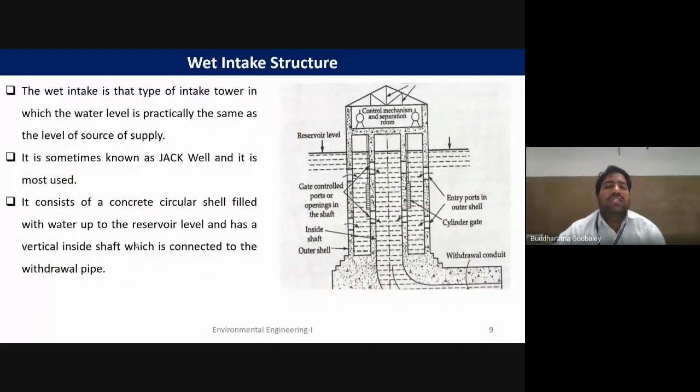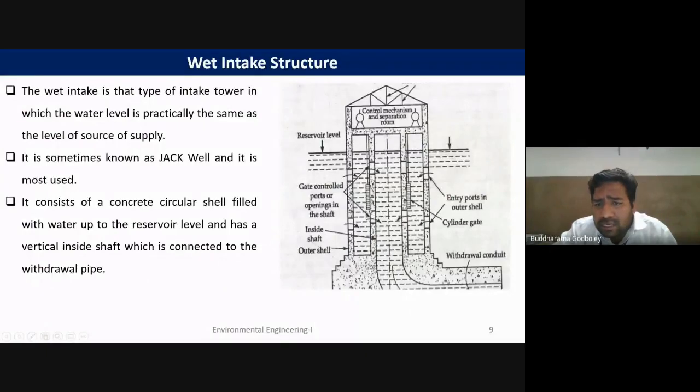So this is another one based on water level. There are two types, wet and dry. So here we are looking towards the wet intake structure. Again, आप देखिए डायग्राम में, तो आपका ये विड्रॉल कंडक्ट है, आपका वाटर आएगा. Control mechanism and separation room is also provided over here.